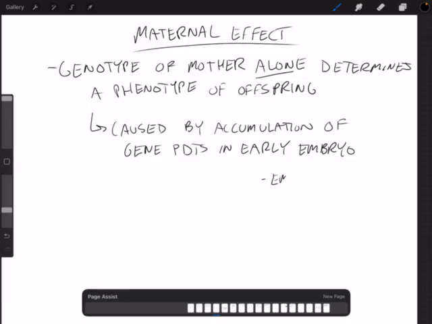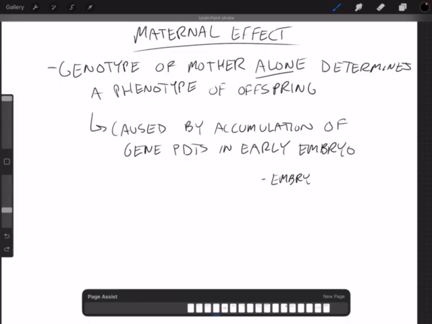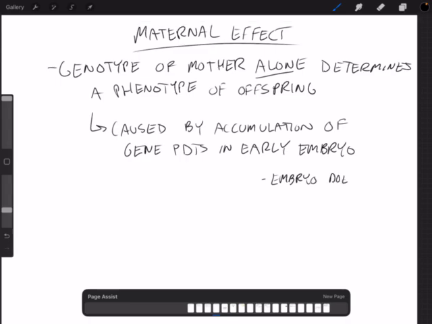So the embryo, I like that better, the embryo doesn't make its own genes for a long time. Well, a time at least. Instead, it relies on mom's genes.